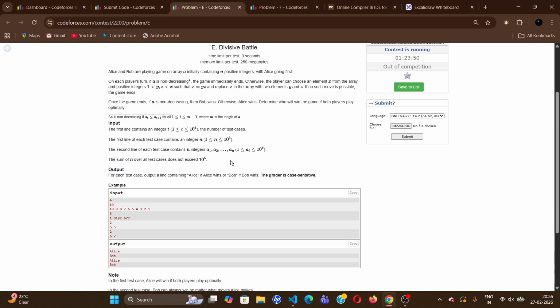Replace x in the array with two elements y and z. If no such move is possible, the game ends. Once the game ends, if A is non-decreasing, then Bob wins. Otherwise, Alice wins. Determine who will win the game if both play optimally. The output is case sensitive.